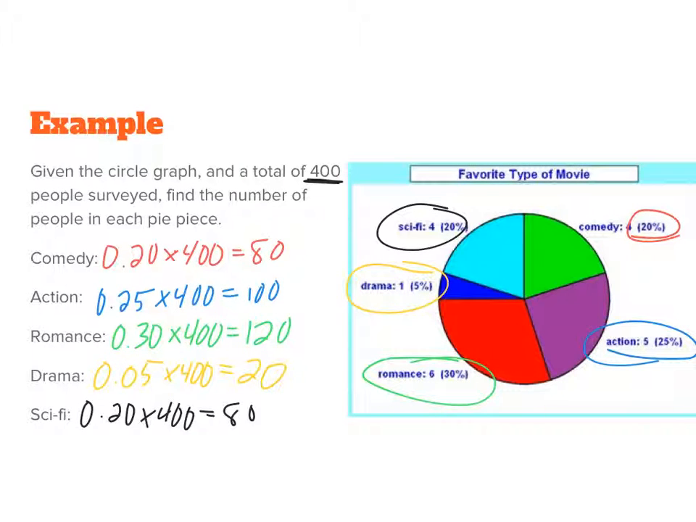So you should have gotten that out of the 400 people surveyed, 80 preferred comedies, 100 preferred action, 120 preferred romance, 20 preferred drama, and 80 preferred sci-fi. And again, the way to check that, if you add them all up, you should get 400, which we do.